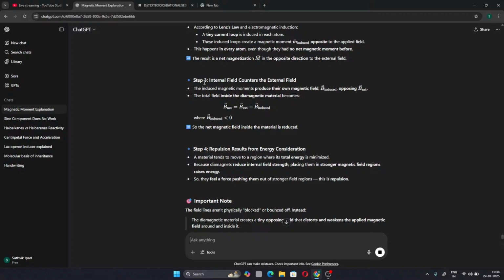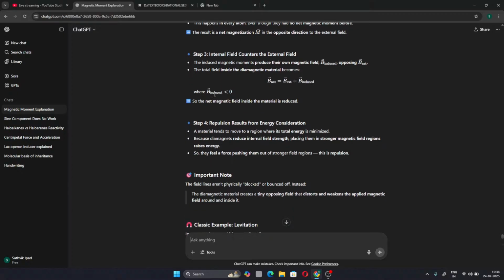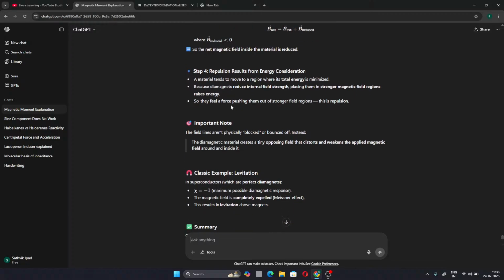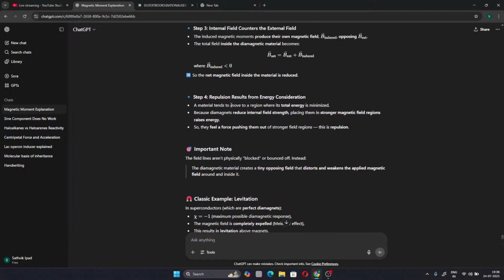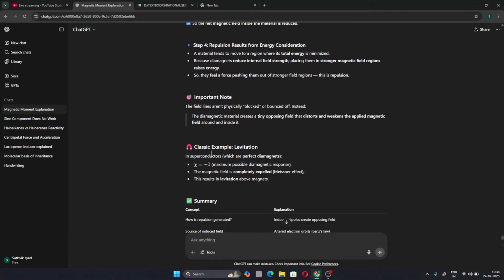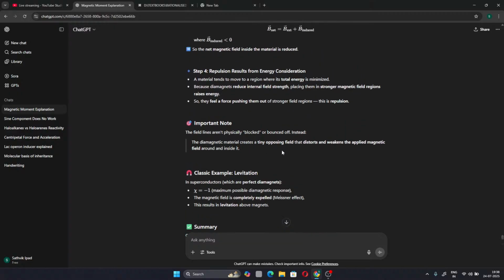The result is a net magnetization in the opposite direction. The internal field counters the external field. Okay. They do enter; the diamagnet creates a tiny opposing field that distorts.